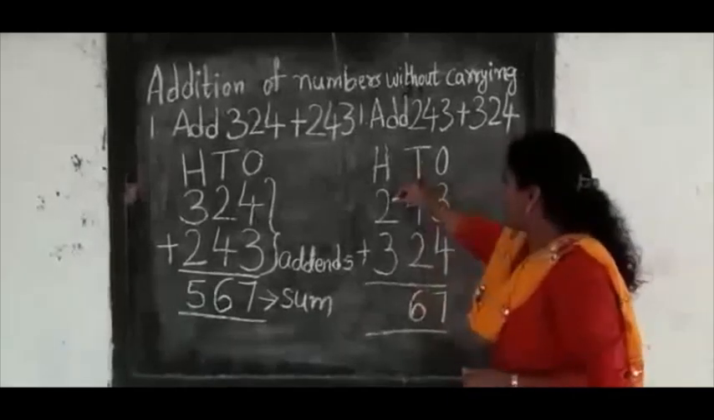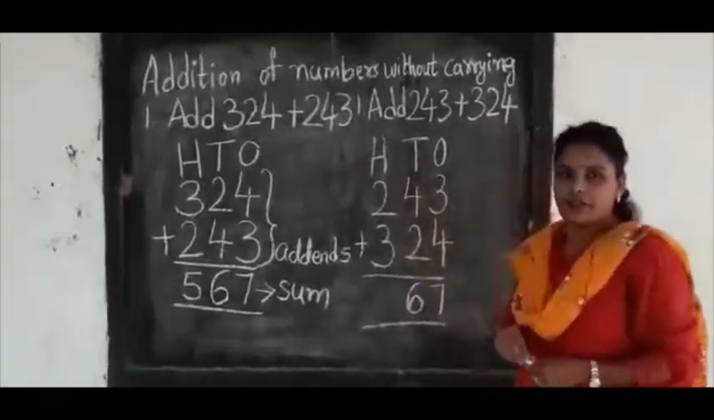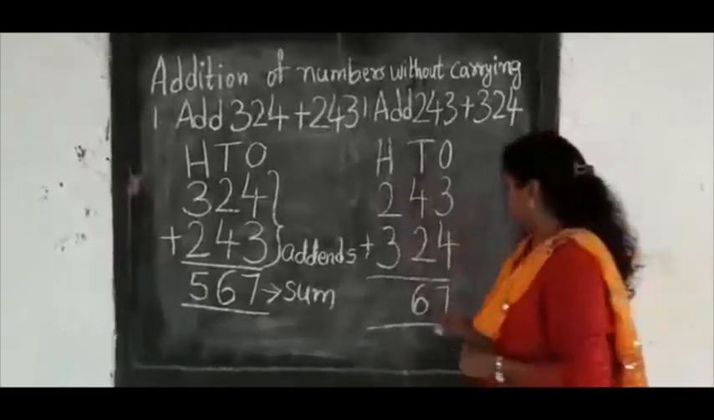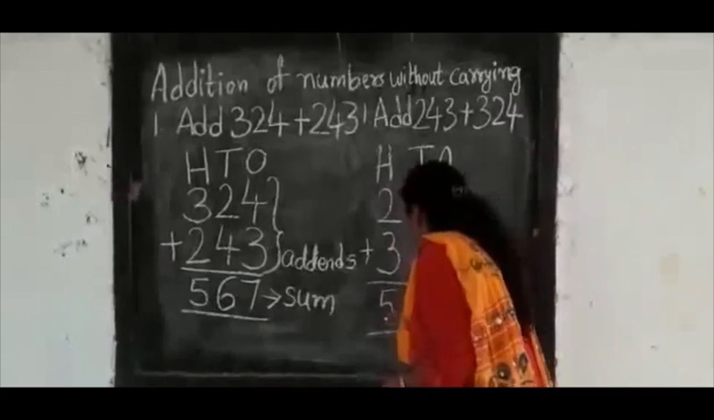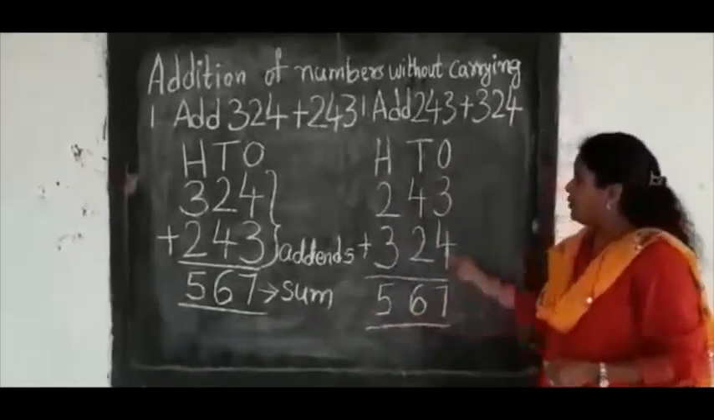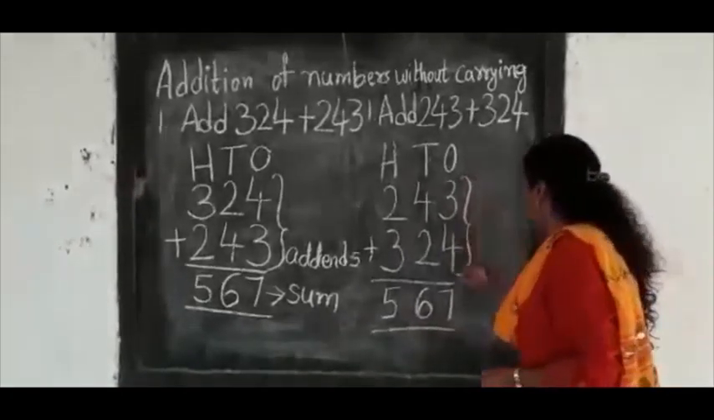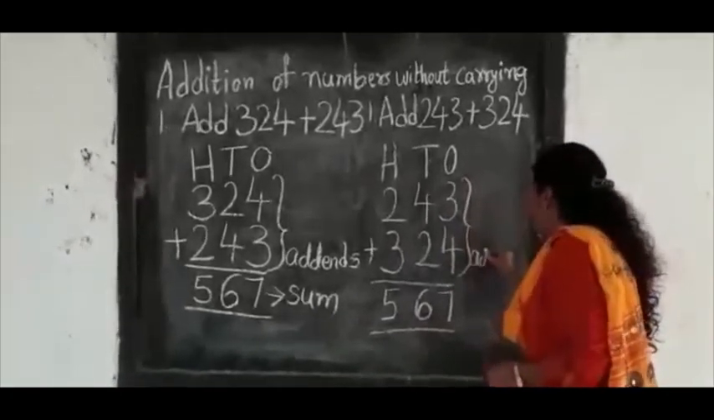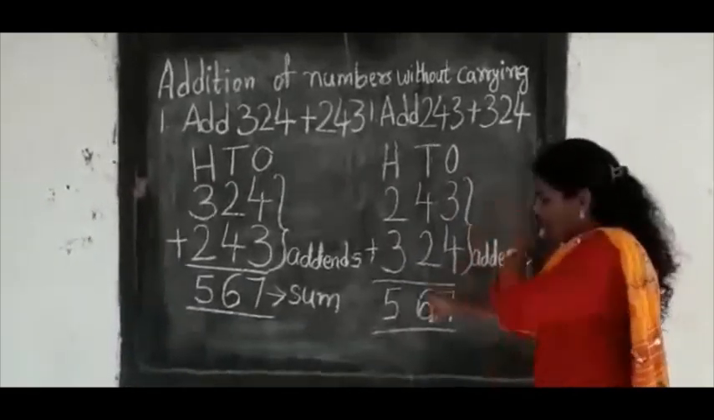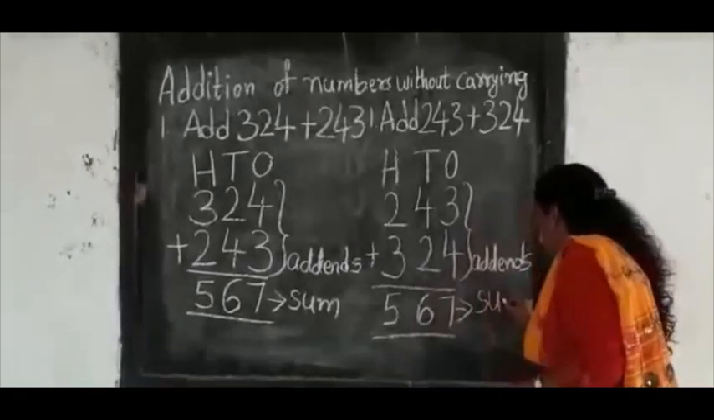In hundreds place we have 2 and 3. Keep 2 in your mind and 3 on your fingers. 2 after, 3, 4, 5. So what is the answer we got here? 567. Here also 243 and 324 are called addends. A-D-D-E-N-D-S, addends. 567 is called the sum.